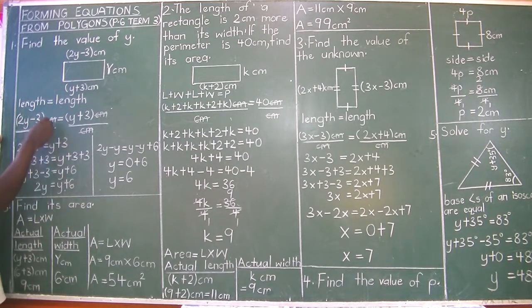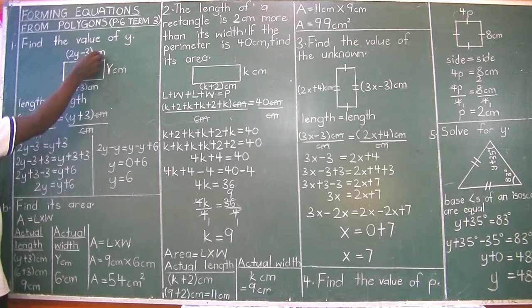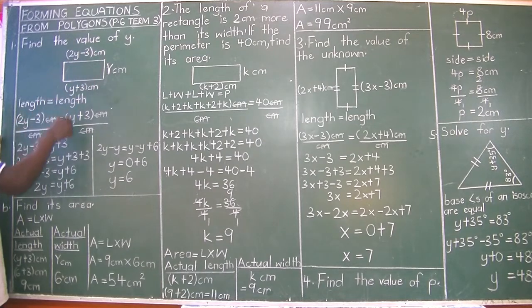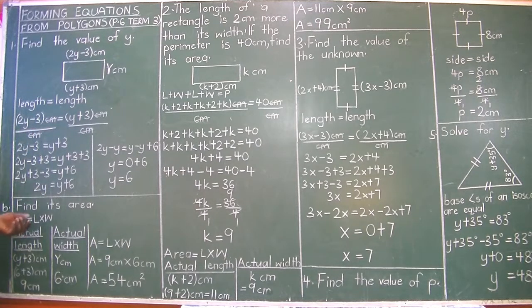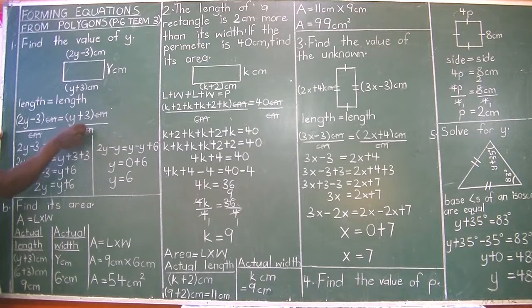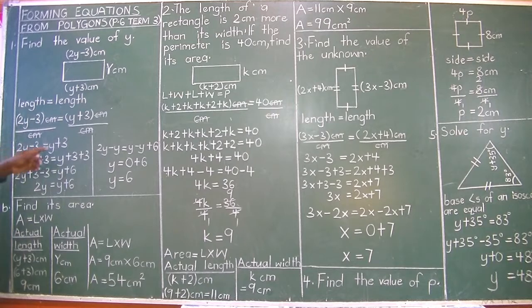You will note that each of them ends in centimeters and they are enclosed. So the centimeters are outside the brackets. So in that sense, we start by eliminating them. Divide both sides by centimeters. Divide by centimeter, divide by centimeter, cancel, that's division. By centimeter, thereby remaining with 2y minus 3 equals y plus 3.